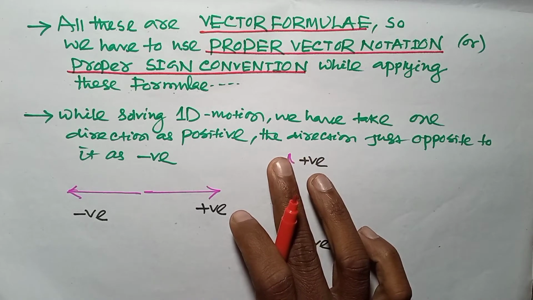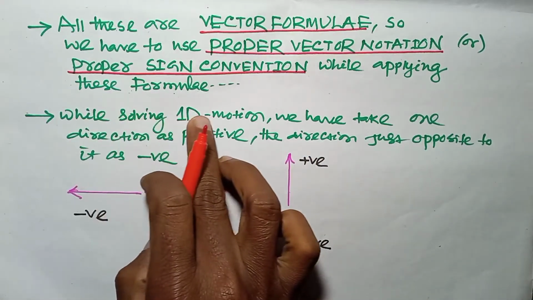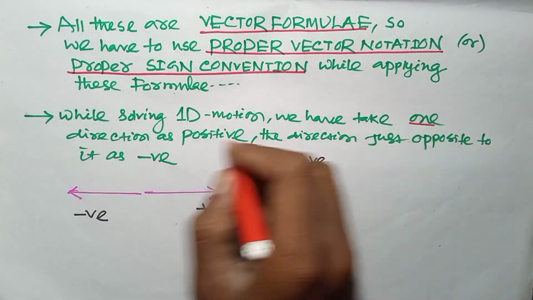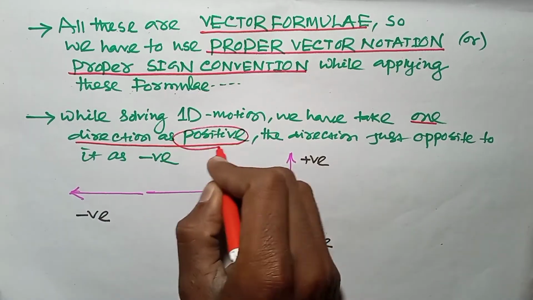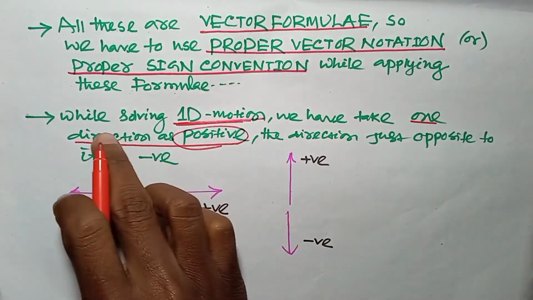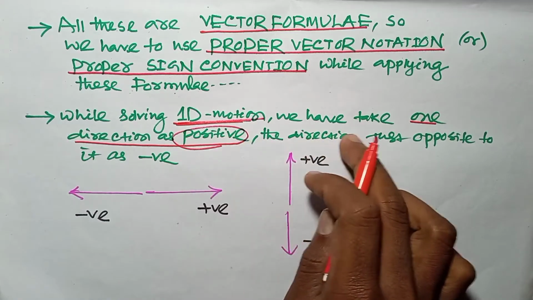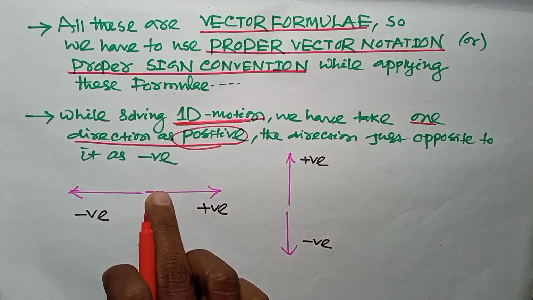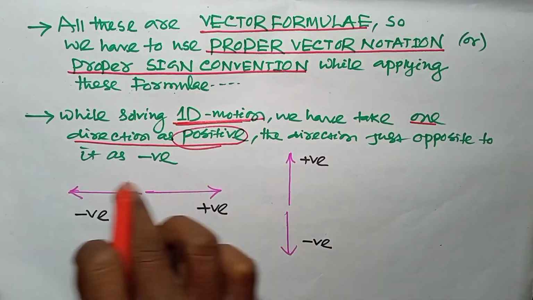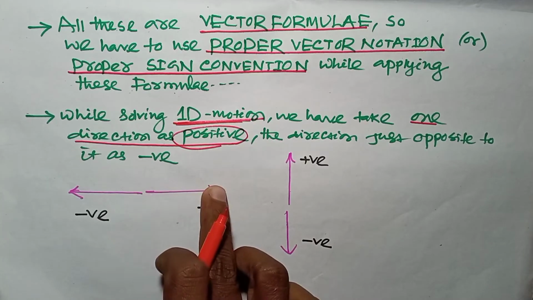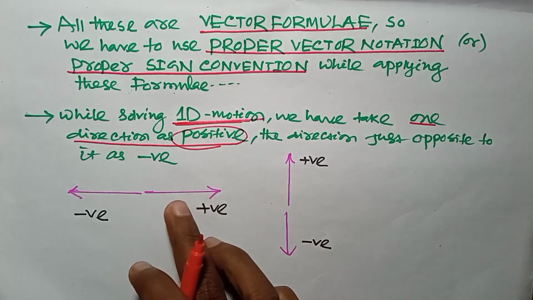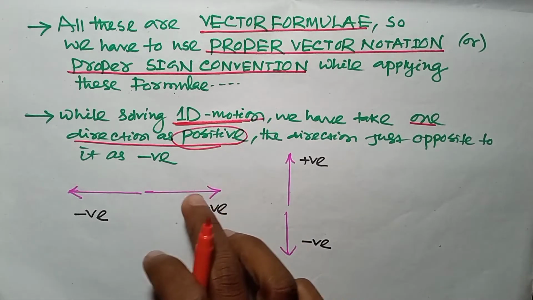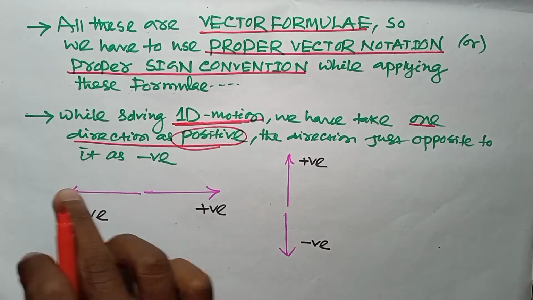In the special case of solving 1D motion, we have to take one direction as positive and the direction just opposite to it as negative. Here is an example. If we are dealing with 1D motion in this direction, then we can take this direction as positive and the opposite direction as negative. All quantities measured in the positive direction are taken to be positive, and all quantities measured in the other direction are taken to be negative.